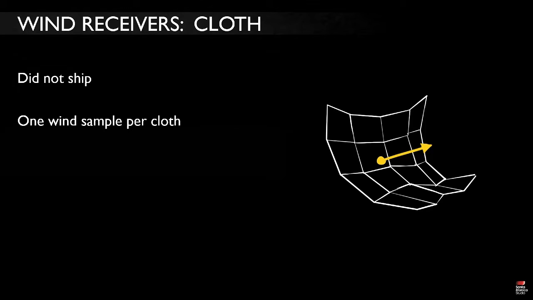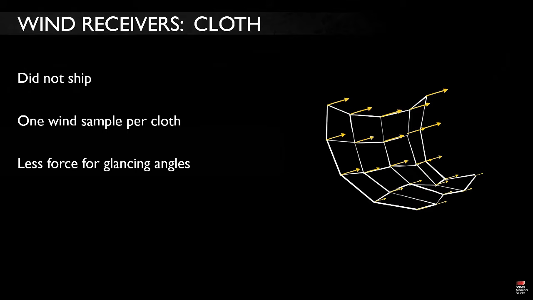Cloth, not really thrilled to talk about this because it didn't work for us, but I'll tell you what we tried. Each cloth object sampled the wind system once at its transform center, and that force is applied to each simulation point on the mesh. That force is then scaled down by the dot product of the force direction and cloth normal, and this is intended to give us a variety of motion as cloth rotates and flaps. And as always, we scroll some noise.